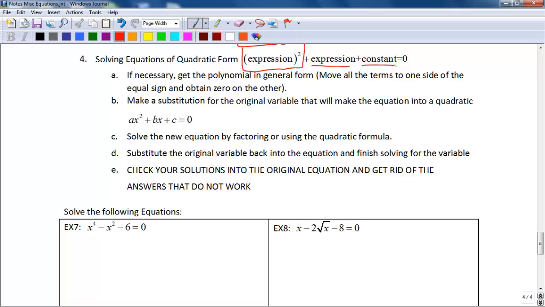First, get yourself into general form. Again, that means all terms on one side, 0 on the other side. Then you make a substitution for the original variable that's going to make the equation into a quadratic. So it's going to make it look kind of like this. We're going to pick a letter and substitute. Then we're going to solve the new equation by factoring or using the quadratic formula. Then we have to substitute the original back in and finish solving for our variable. And finally, check our answers, and get rid of anything that doesn't work.